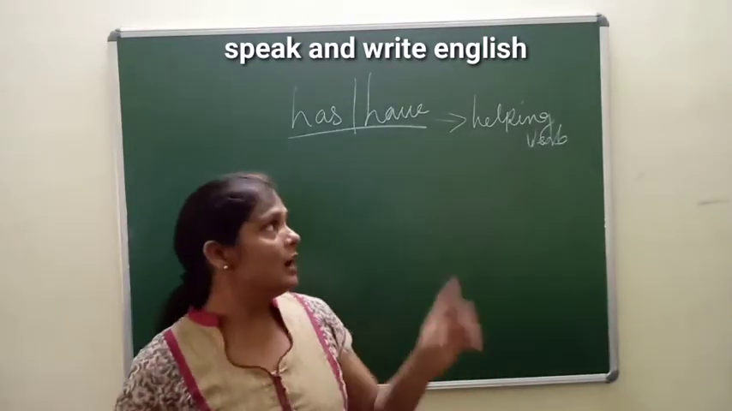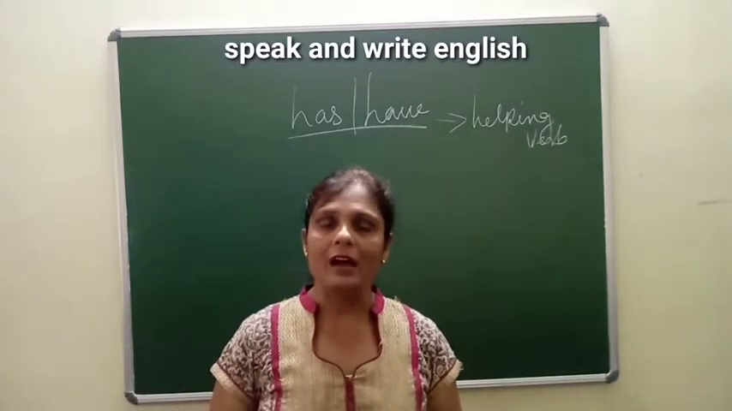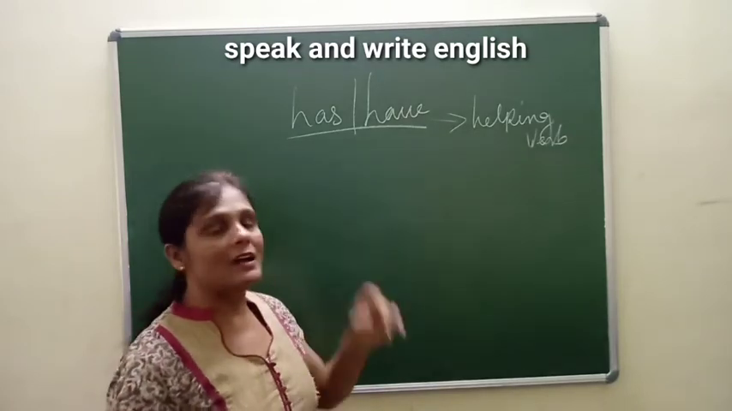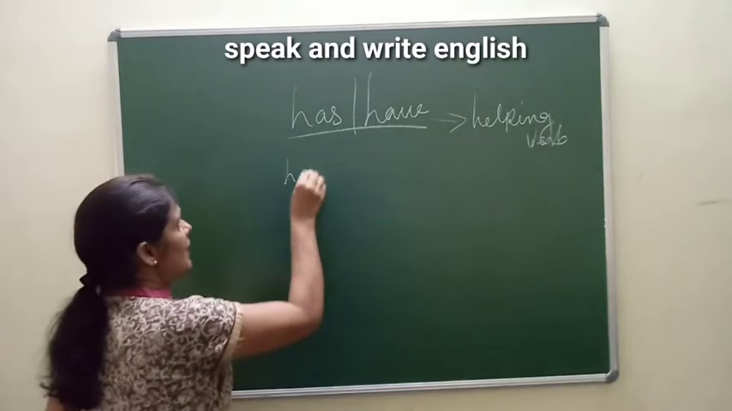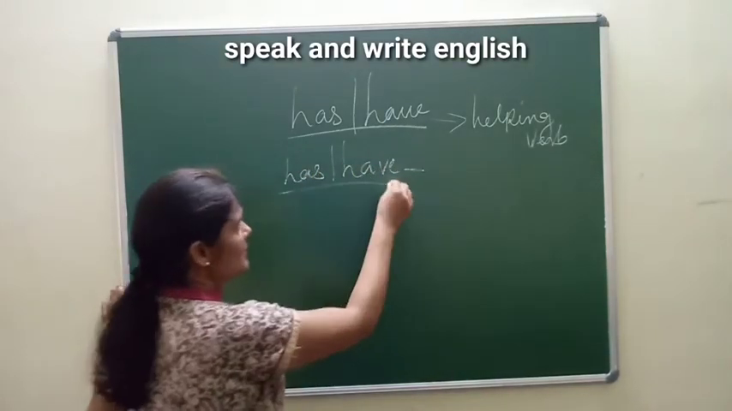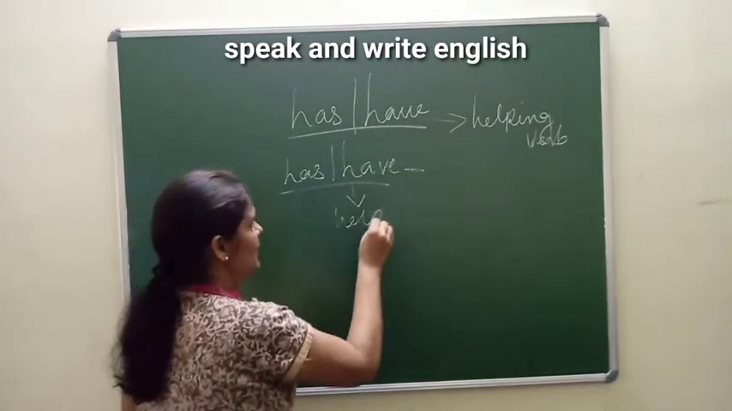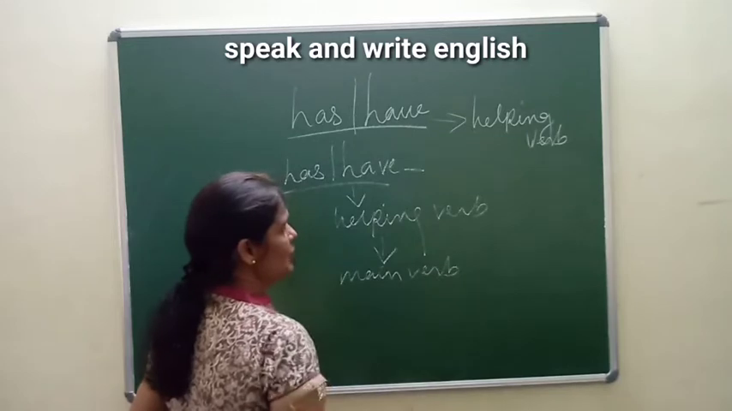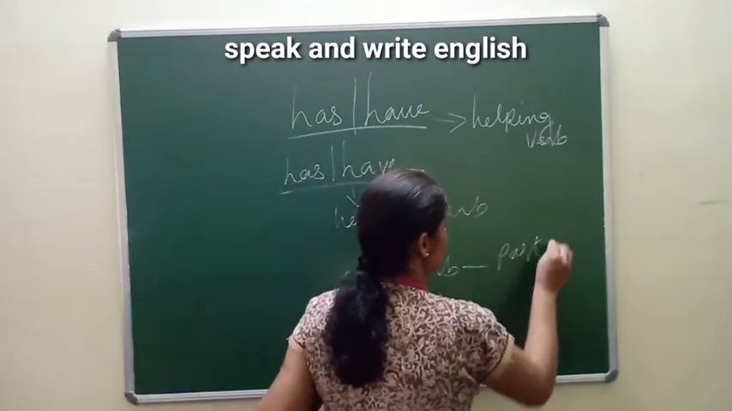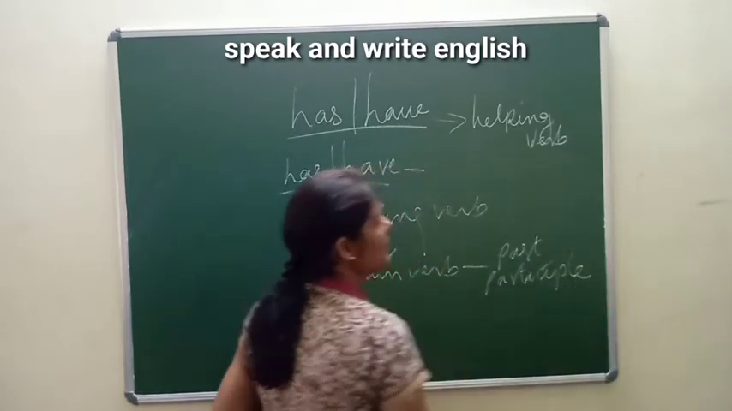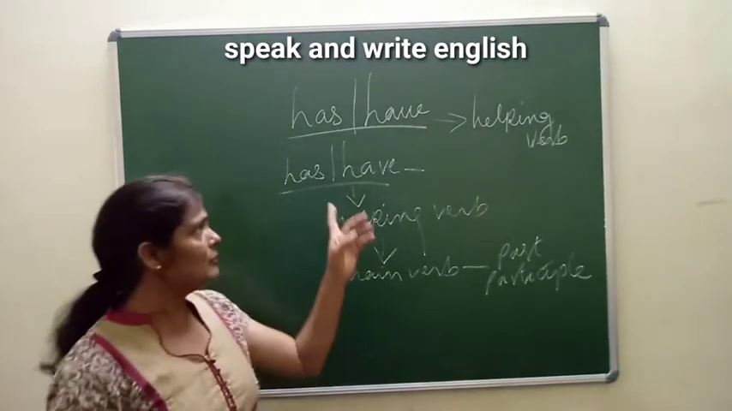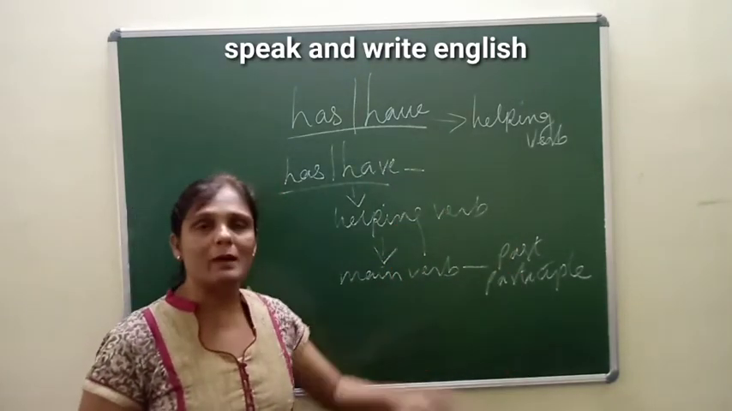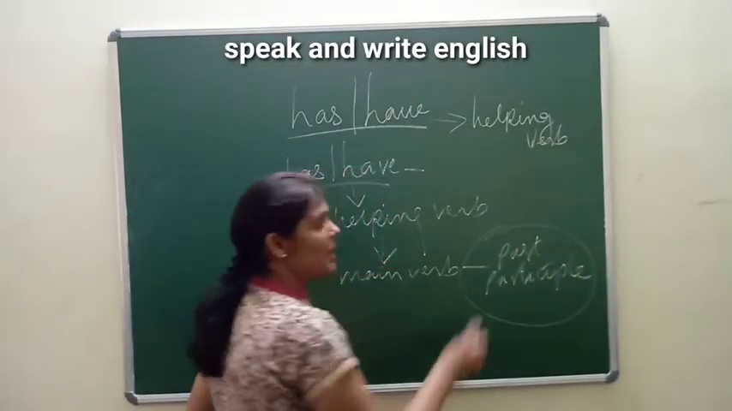We have learnt how to make use of the words has and have in a sentence as well as in questions. But when to make use of the words has and have? Remember, when has and have is acting as a helping verb, the main verb in the sentence will take the past participle form. Has, have, when it is acting as a helping verb in a sentence, the main verb will take the past participle form.